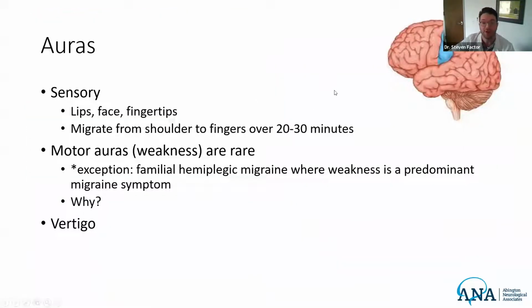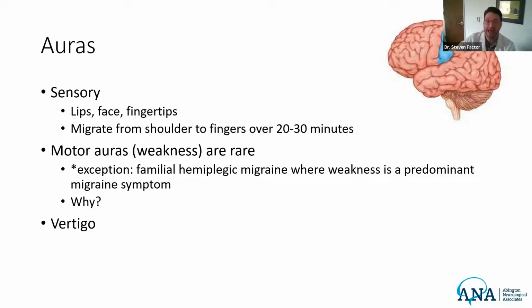And there are different auras. There are vertiginous auras. There are sensory auras, where this sense of numbness and tingling can migrate from the shoulder all the way down to the fingers in about 20 to 30 minutes. And then afterwards, of course, you get the headache pain. So it's different from a seizure. That migration in a seizure will be a few seconds. It's different from a stroke, where you don't have a headache afterwards. There's no associated pain. Stroke is a sudden onset focal neurologic weakness without any associated pain.